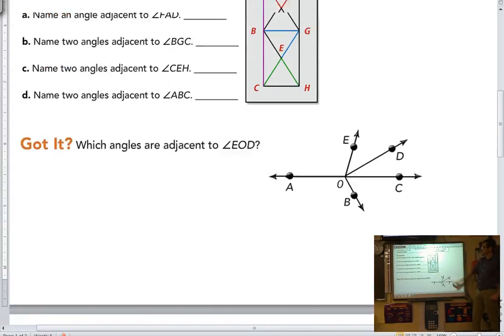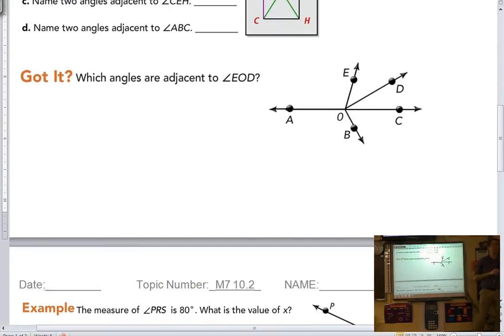Let's try the got it. I want you to list each of the angles adjacent, regardless if it's a single angle or a combined angle. We look at EOD first. EOD.